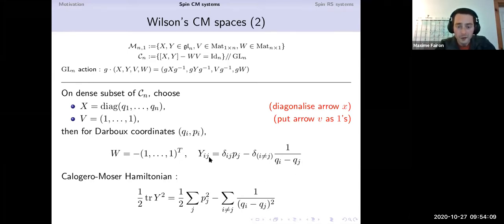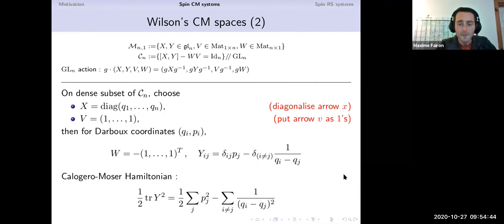So what I just want to emphasize here, to make the connection, if you don't know it, is that when you take the trace of this matrix Y squared, and then take half of it, you basically get back the Hamiltonian of the Calogero-Moser system with coupling equal to 1. But basically, up to changing where you do the Hamiltonian reduction, you can get this coupling to be any non-zero complex number. So this is where this name comes from.